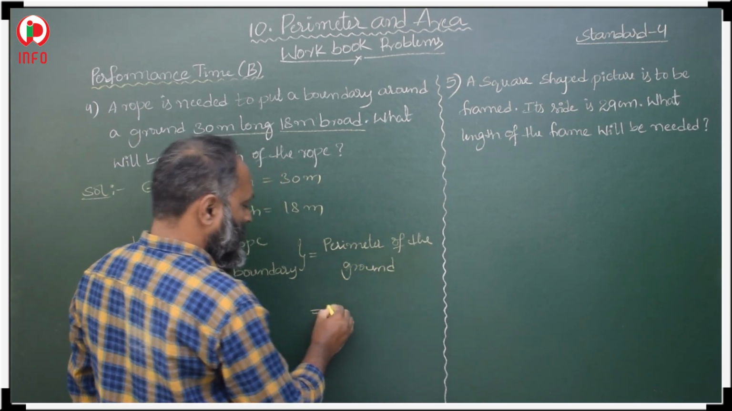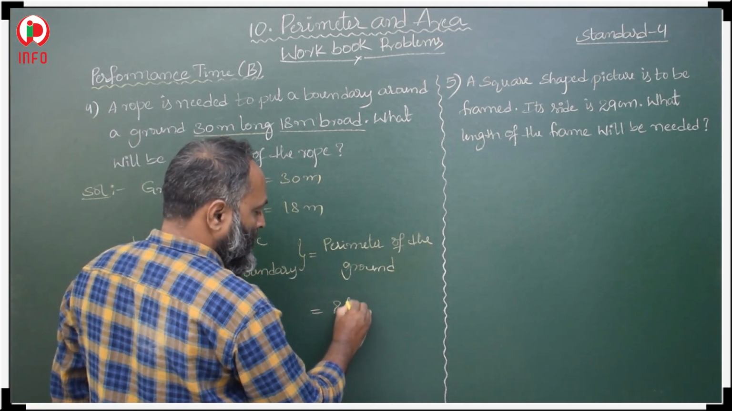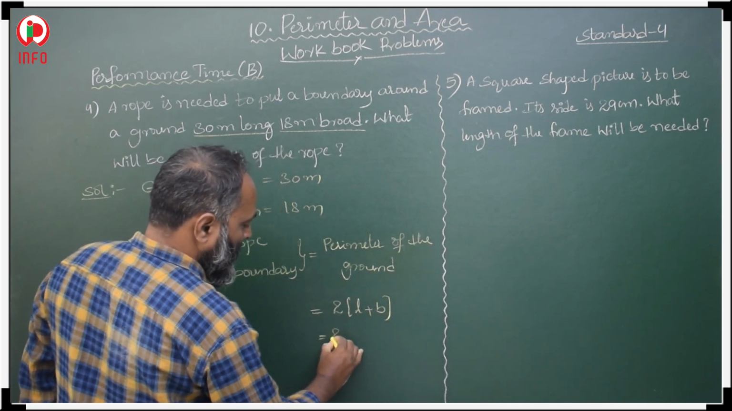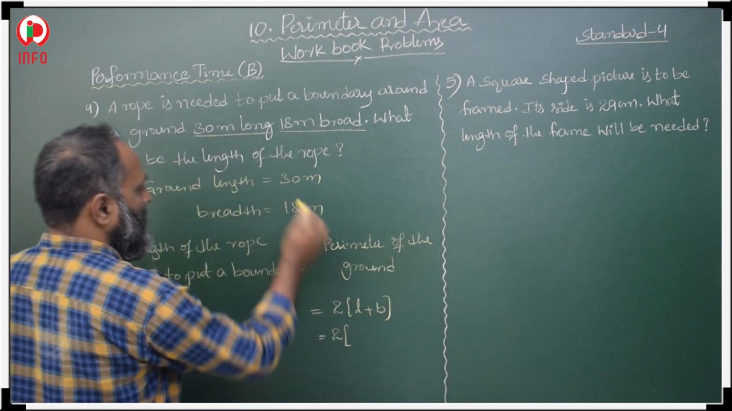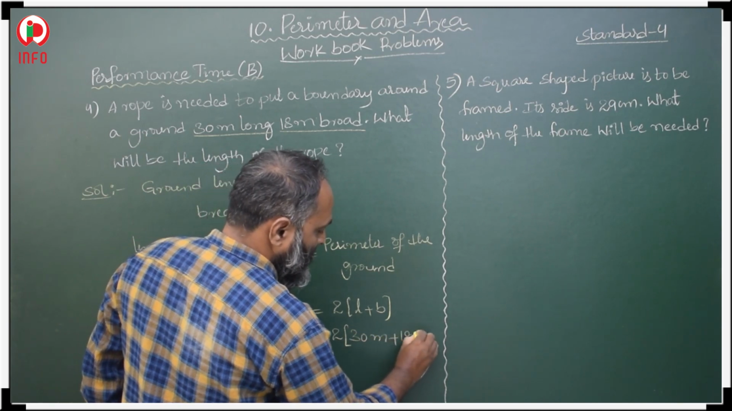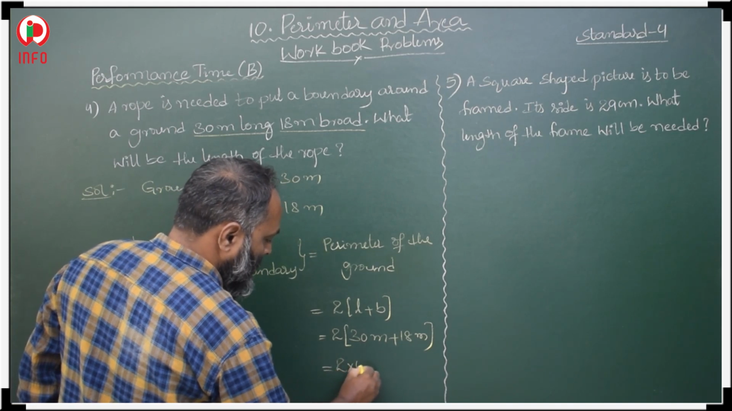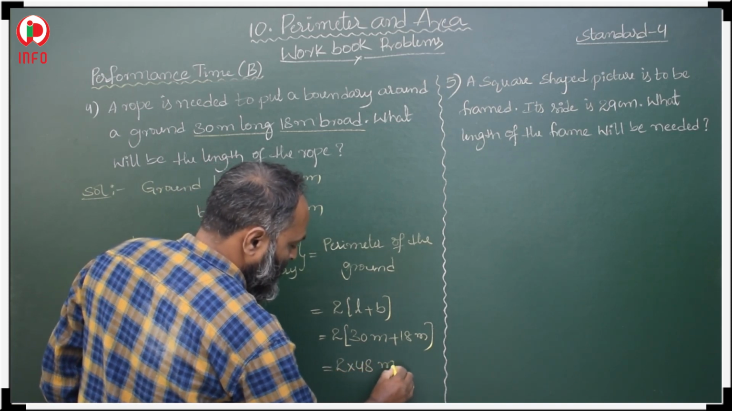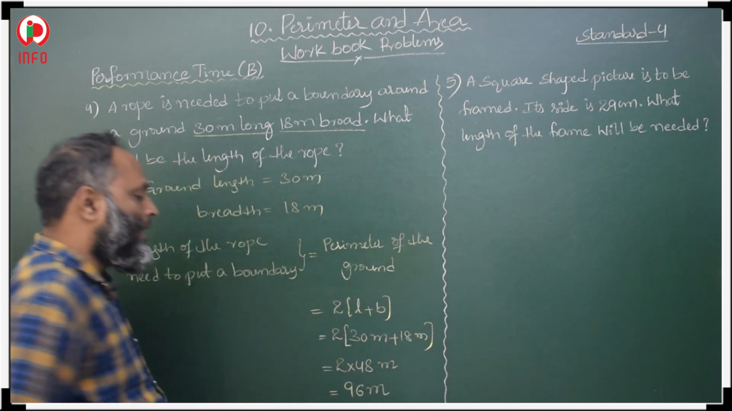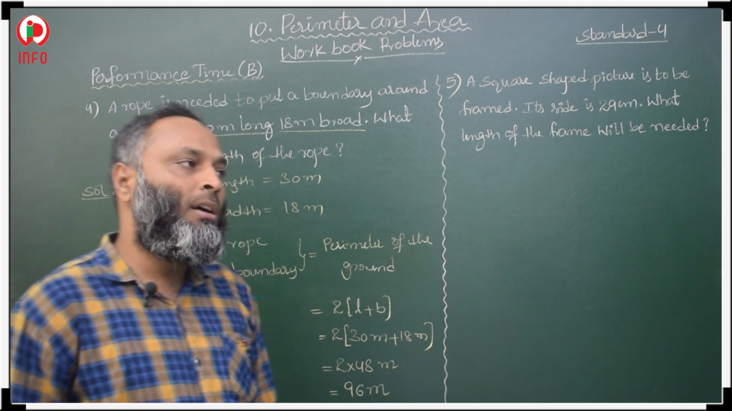The ground is in the shape of a rectangle. So, the perimeter of a rectangle is 2 into L plus B, that is 2 times. What is the length here? 30 meters and breadth is 18 meters. Then 2 into 30 plus 18, 48 meters. 2 times 48 is 96 meters. 96 meters of rope we need to put around the boundary of the ground.